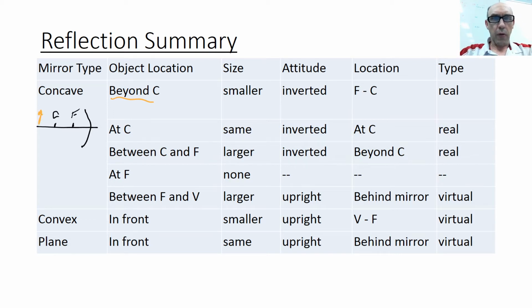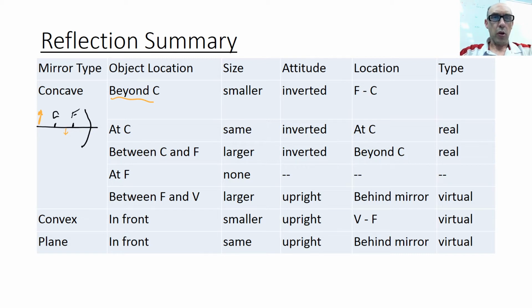So if we've got something that's beyond C, the image is going to be smaller, inverted between F and C, and it's going to be inverted, so it's going to be somewhere down here, but it's going to be real. If we go through all the other ones, we see that if you put it at C, you're going to get the same size, but it's inverted and located at C, and it's still real. And if it's between C and F, you get a larger inverted thing beyond C. So we can see those three are all going to be real.